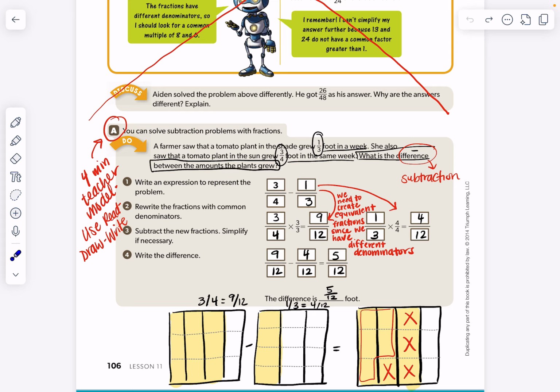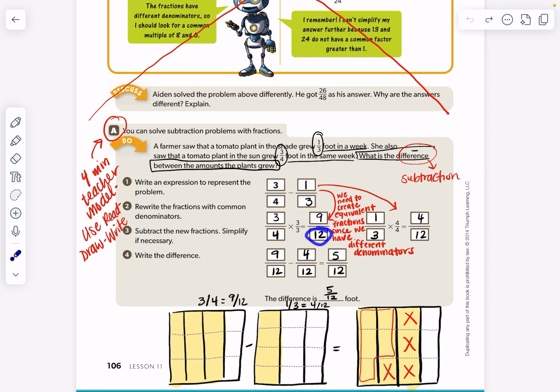What we would need to do is to create equivalent fractions that get us to have both of these fractions with the same denominator. So 3/4, the first fraction, needs to be multiplied by 3/3. 3/3 is equal to 1 whole, so it's not going to change the value of our new fraction, right? 3 times 3 multiplying across gives us 9, and then 4 times 3 multiplying across gives us 12, right? So instead of 3/4, we're now working with 9/12.